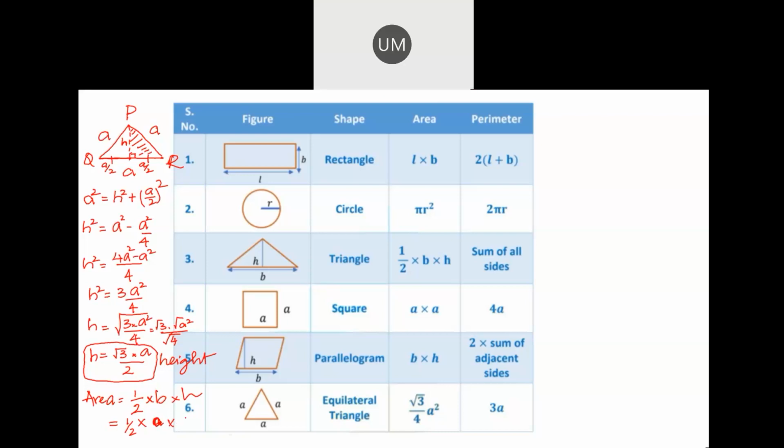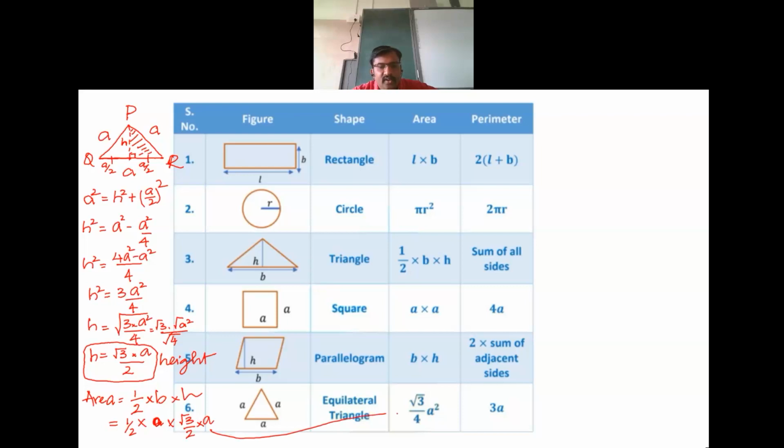We have found the height. Height is root 3 by 2 into a. Now you multiply. Don't we get this? Yes, we get. So the area of an equilateral triangle is root 3 by 4 a square.